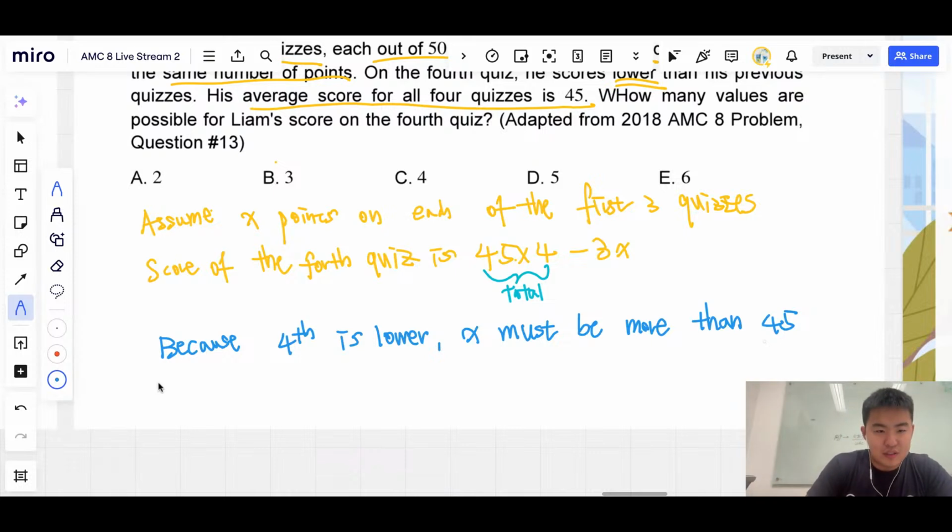Therefore, x, what are the possible values to be more than 45? It can be 46, right?